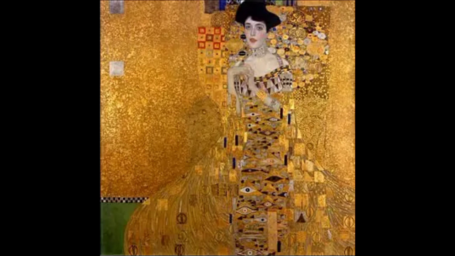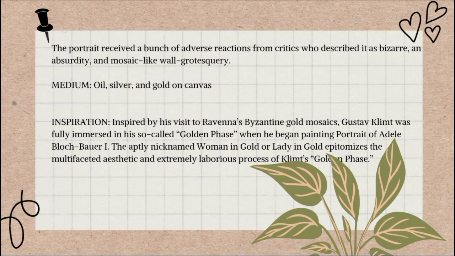He incorporated gold and silver leaf into his painting technique, using a paint mixture called gesso to paint on canvas. The portrait received a bunch of adverse reaction from critics who described it as bizarre, an absurdity, and mosaic-like wall grotesquerie. The medium used is oil, silver, and gold on canvas. The inspiration is his visit to Ravenna's Byzantine gold mosaics.